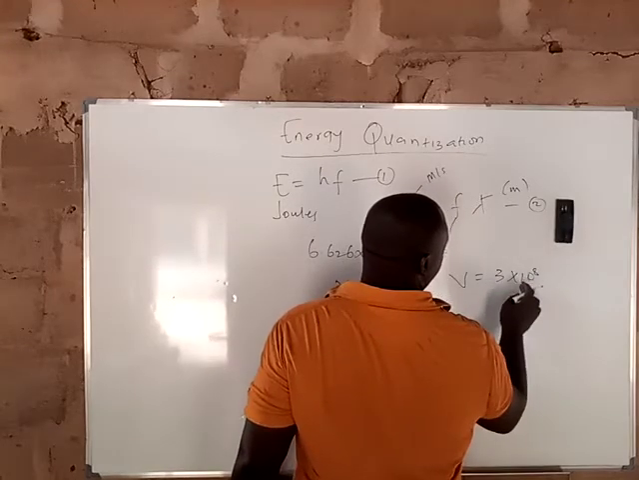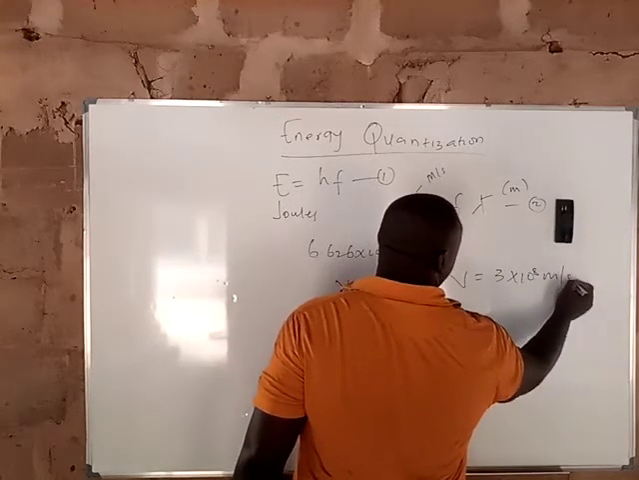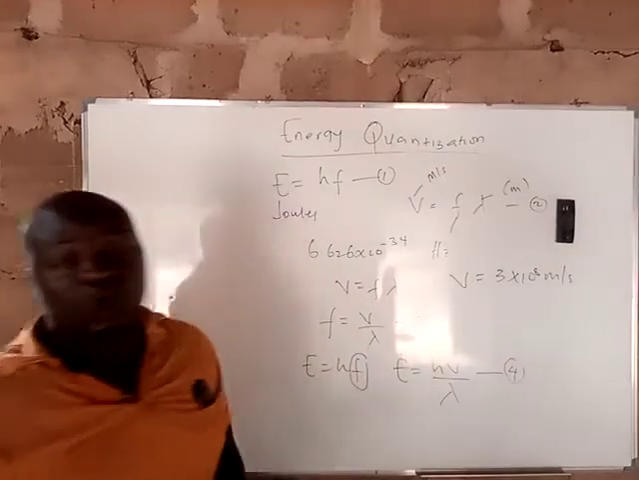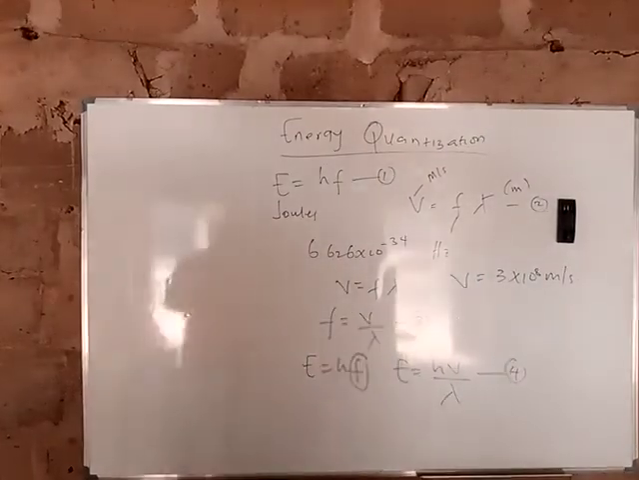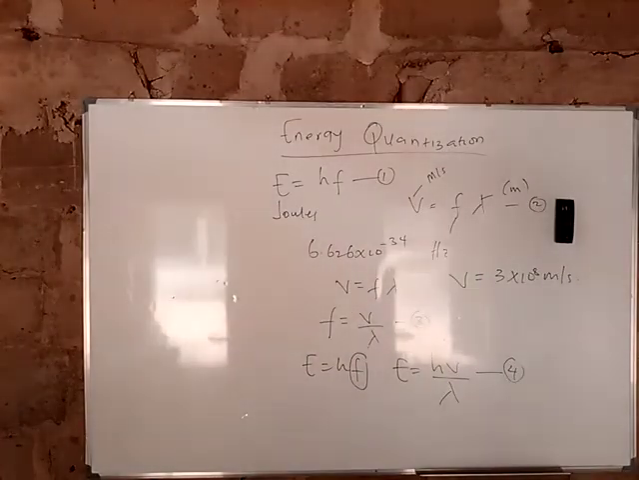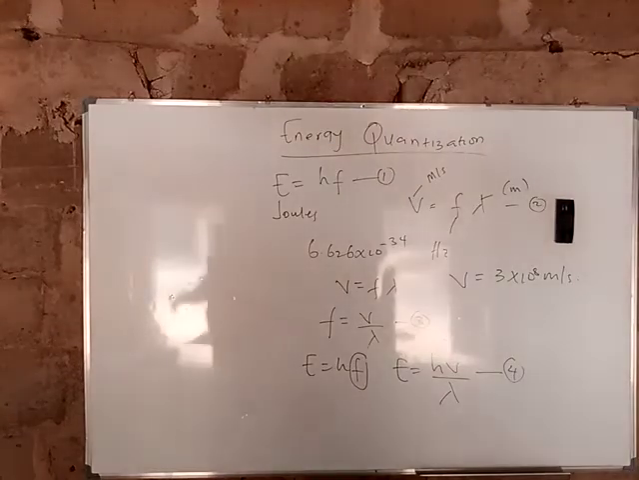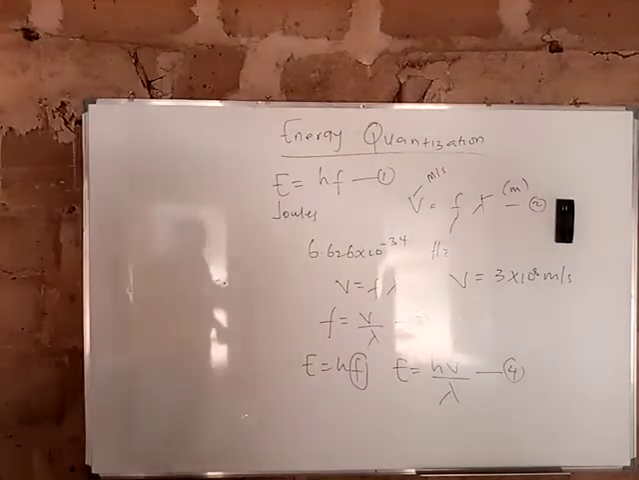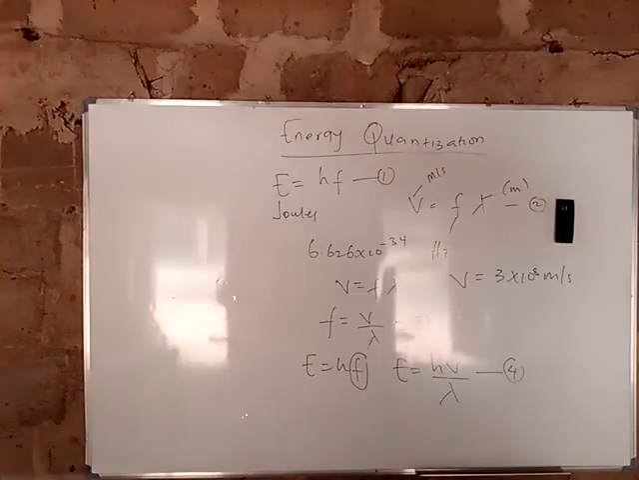3 times 10 raised to the power of 8 meters per second. The velocity of light is also constant. You should know all these things yourself, please. Throughout the course of this video, I'm not going to be giving you these two constants, because I will assume you already know them. So you should write these constants down in your jotter to know what to use or how to calculate.